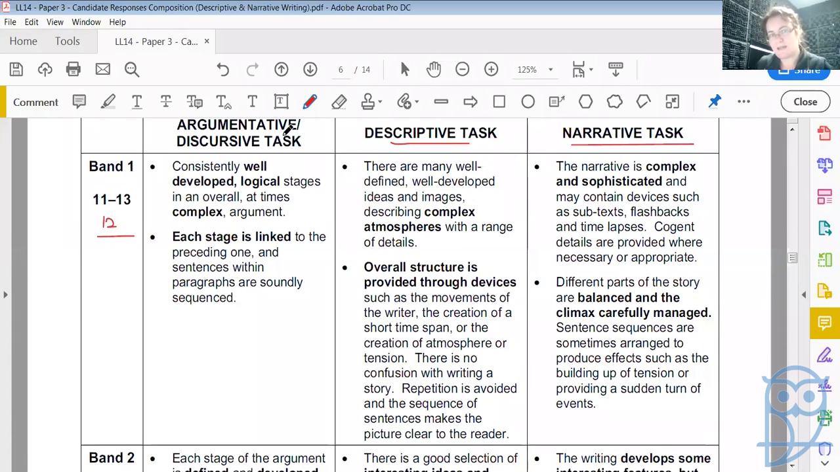If you're not so good at this kind of thing, rather go for the argumentative discursive, because at least there's a structure you can follow. It's kind of logical and ordered. All right. Let's have a quick look.